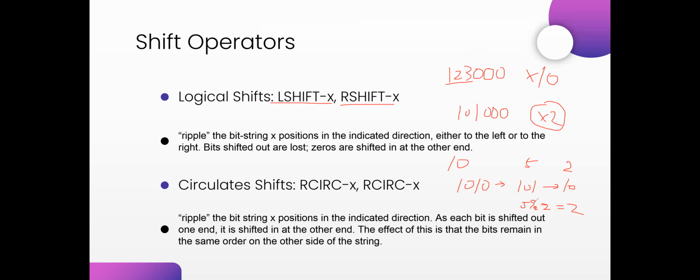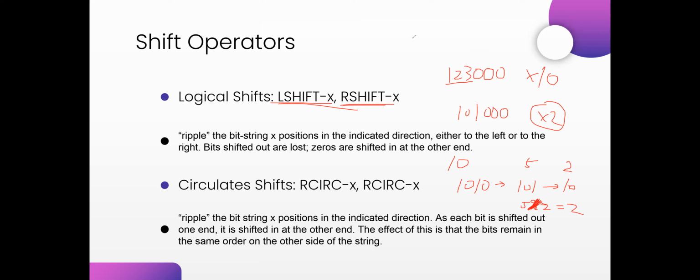If it's an odd number, you get the lower number. 5 divided by 2, you get 2. 4 divided by 2, you get 2 as well. So right shift is just like divided by 2, and left shift looks like times 2. This is called the left shift and the right shift.